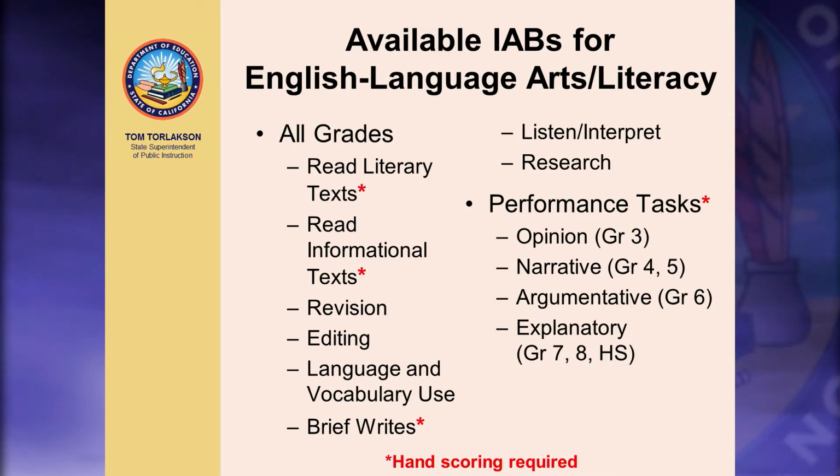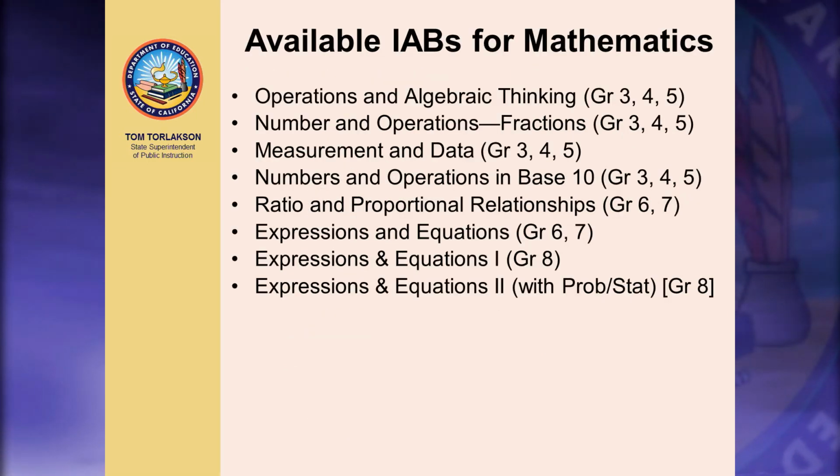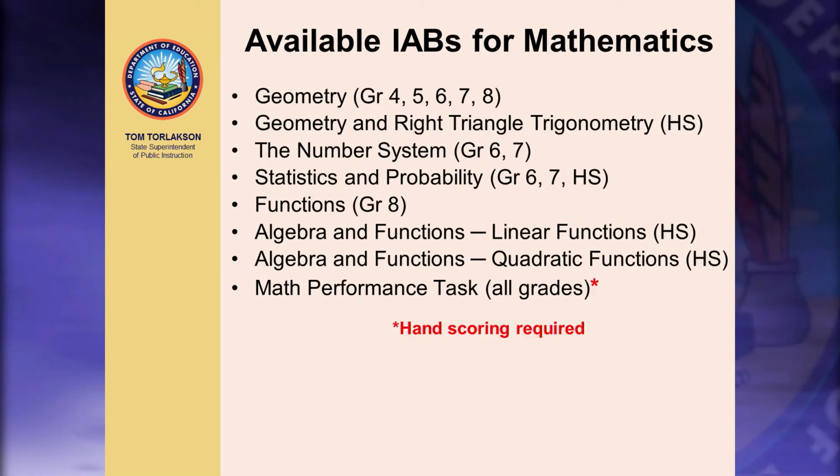This screen presents the list of interim assessment blocks currently available for English Language Arts literacy. All blocks with an asterisk contain items that require hand scoring. All blocks that require hand scoring must be hand scored locally. These next 2 screens show the current interim assessment blocks for mathematics. Note that all math performance tasks require local hand scoring. Module 4 of this video series provides in-depth hand scoring information.